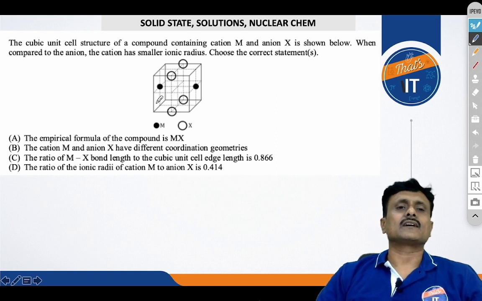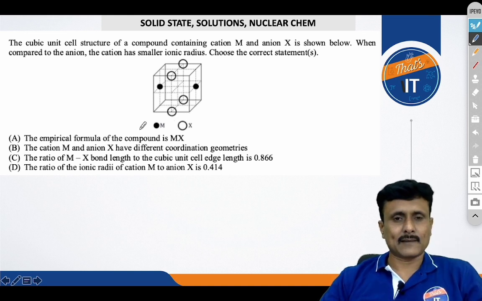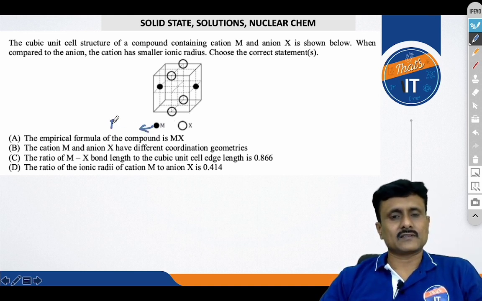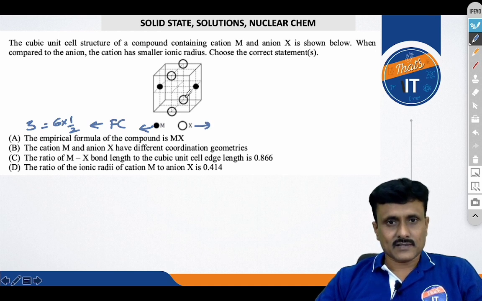Like you could see the cubic crystalline structure having the cation M and X at respective positions. You could see in the lattice that M is present at the face centers, that is 6 into half, which is equal to 3, and X is actually present at the edges, isn't it?